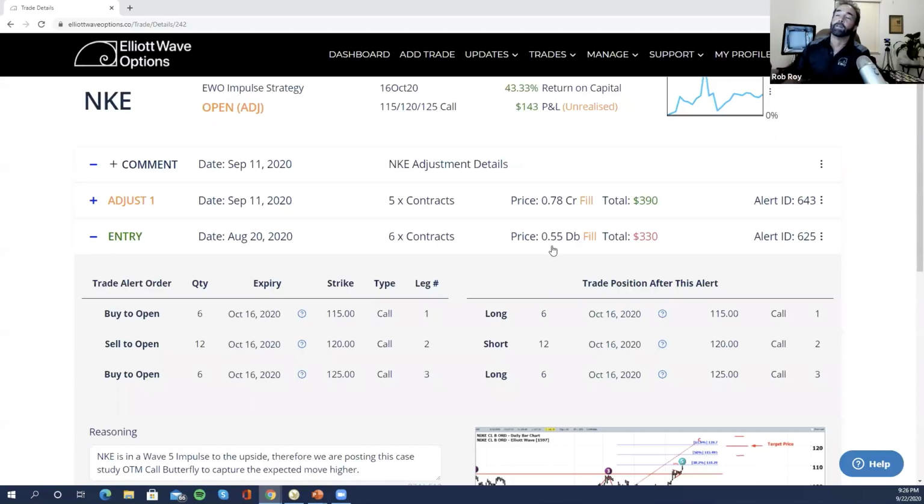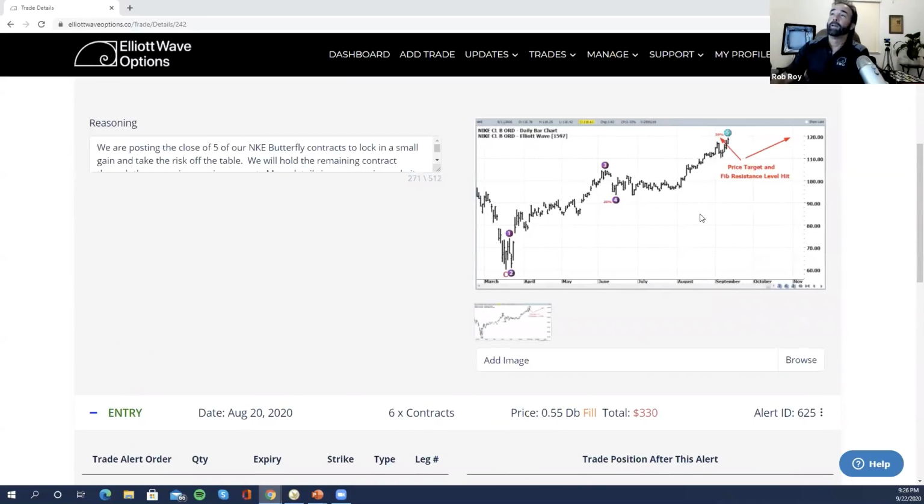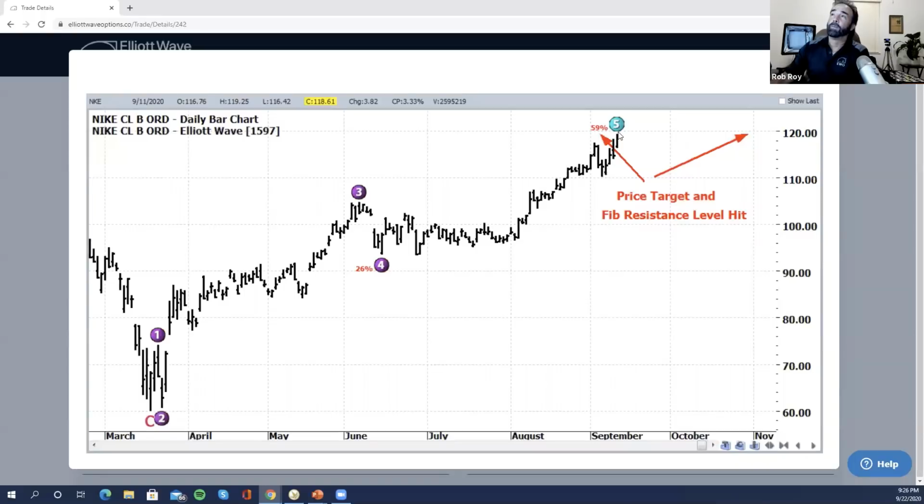Then you can have, I don't know what in baseball, you use a grand slam all the time, but whatever would be better than a grand slam, inside the park home run, whatever. But so 55 cents to get in. And then Nike moved up and it hit its target price right at 120, right at that 61.8% level. It's time to get out.